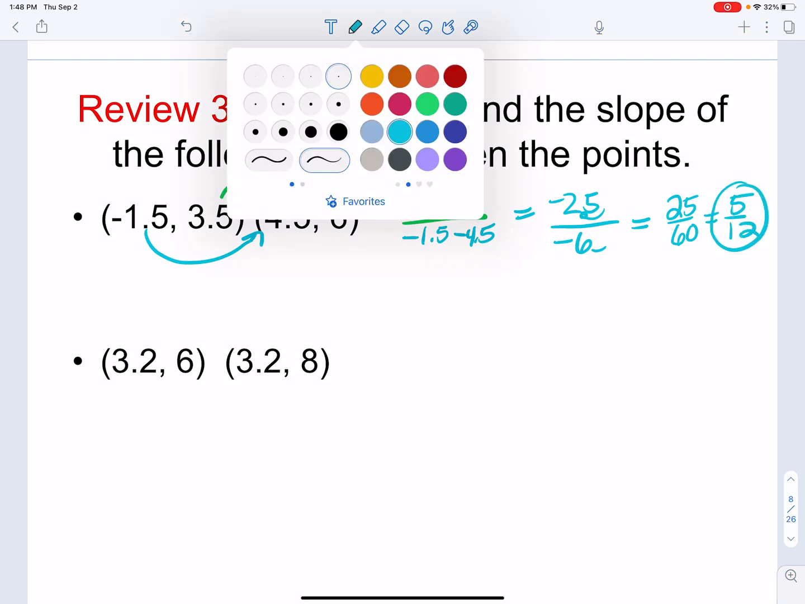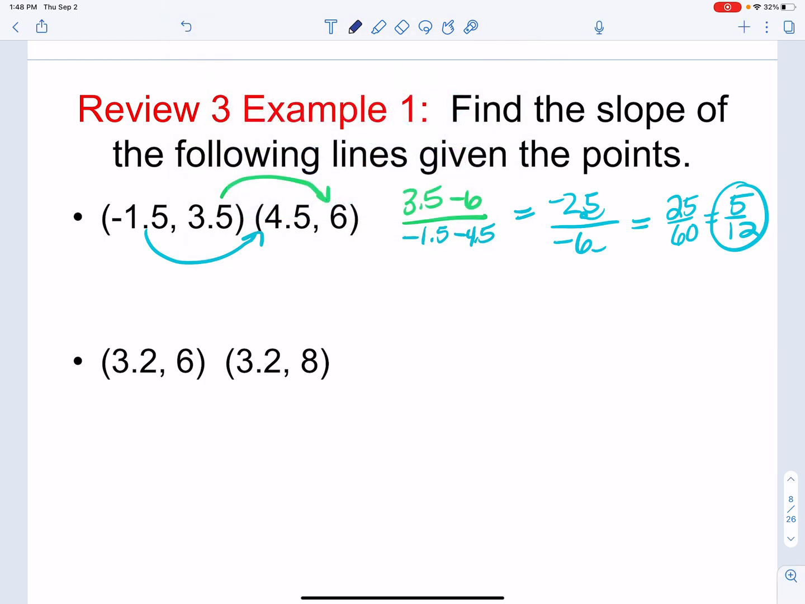Now, you can go the other direction. So you can actually do 6 minus 3.5 divided by 4.5 minus a minus 1.5. You still end up getting 2.5 over 6. It's just now both of them are positive.